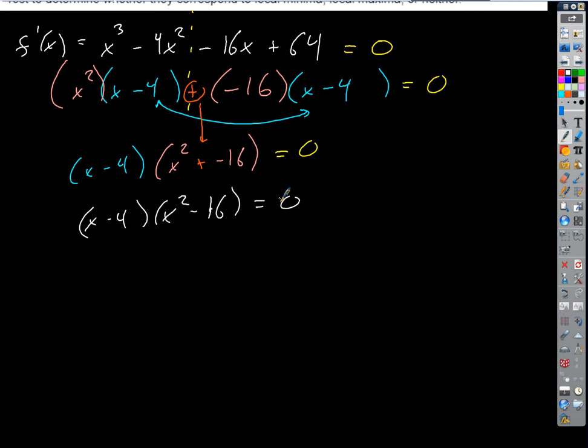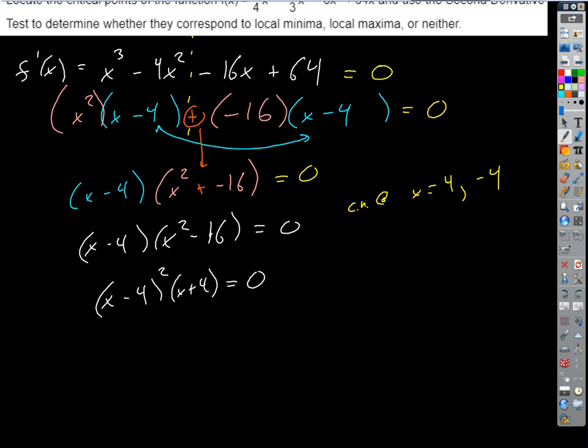Okay, and what does x squared minus 16 factor into? x minus 4, x plus 4. Right. So we end up with x minus 4 squared times x plus 4 equals 0. Right? Okay, so for all that work, what that told us was that we have first derivative critical numbers at x equals what? 4 and negative 4. Okay? Let's get our second derivative.